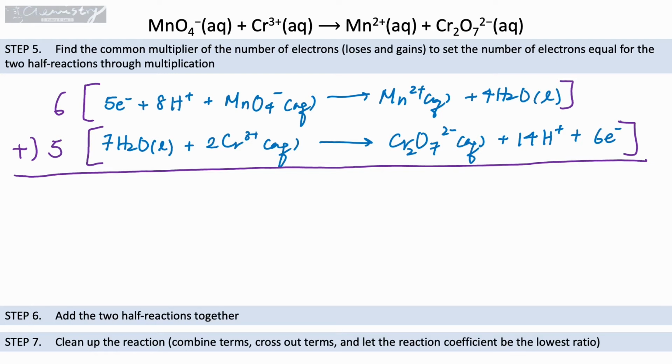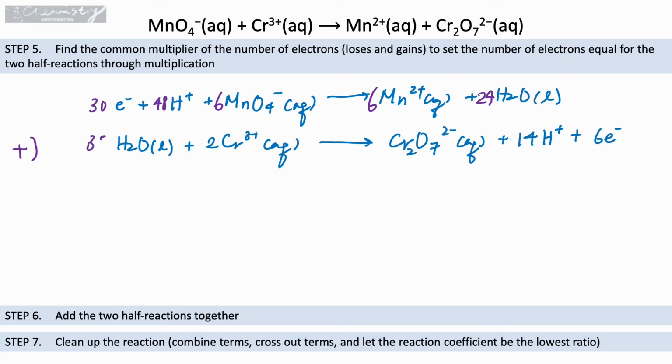I'm multiplying the entire top one by 6. So 5 times 6 will be 30. 8 times 6 will be 48. And then 6 here, and then 24. I'm multiplying the second one by 5. So 5 times 7 will be 35. This will be 10, 5, and then 70. And this is 30. So you see how we have 30 electrons and 30 electrons.